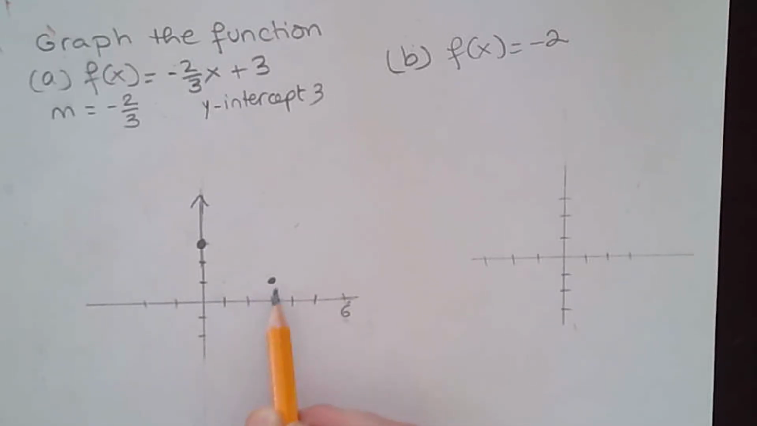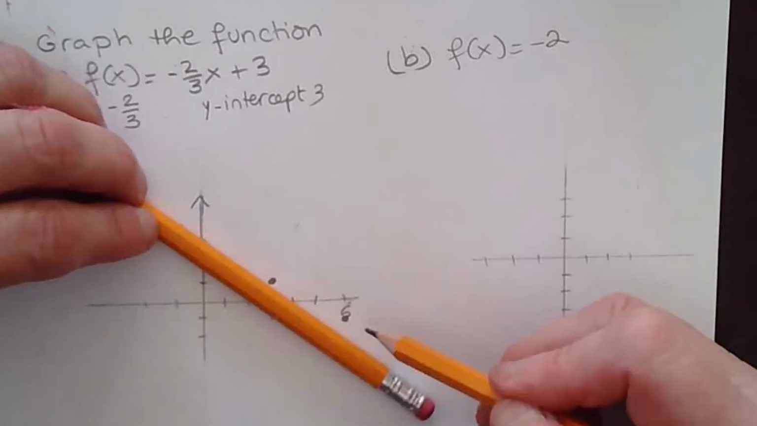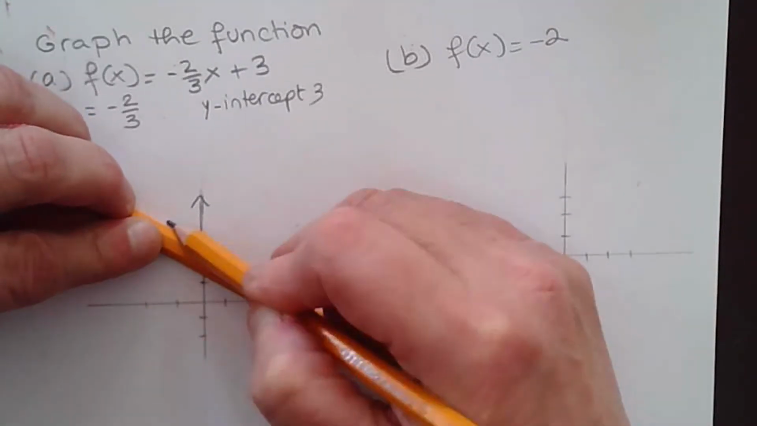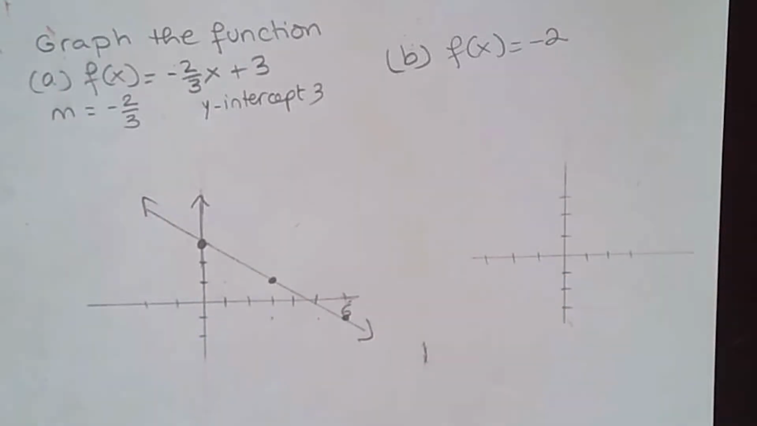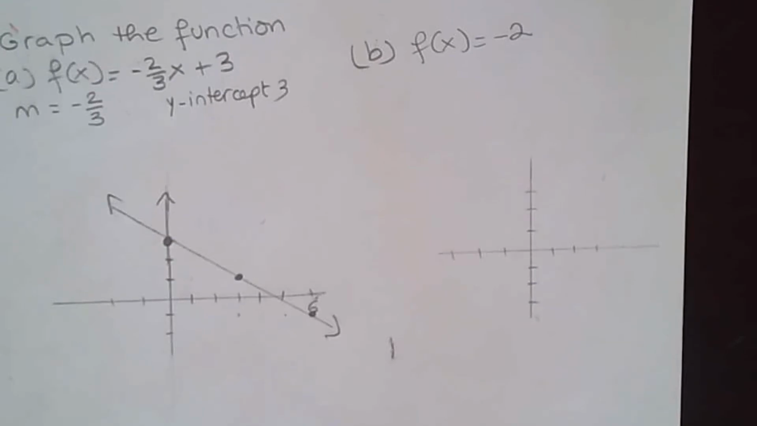I can pick a third point by also using the slope. I go down 2 and over 3. 1, 2, 3. So I have now 3 points on the line. I can graph this. And here is the graph of my function. F of x is equal to negative 2/3 x plus 3.